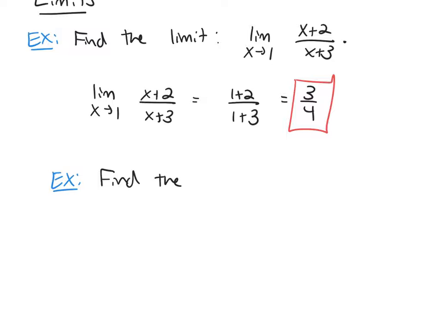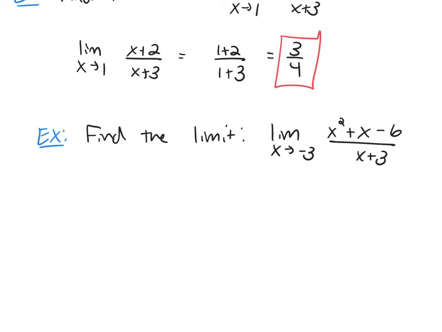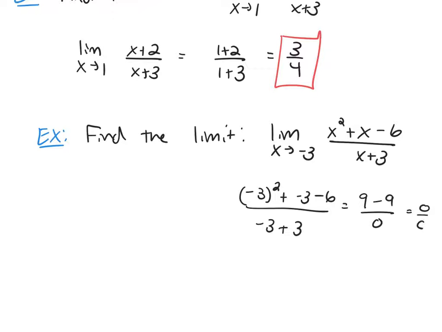Find the limit as x goes to -3 of x squared plus x minus 6 over x plus 3. So again, the first thing you want to do is plug in your number in place of x. So if I plug in -3 here in place of x, I'm getting 9 minus 9 over 0, or 0 over 0.